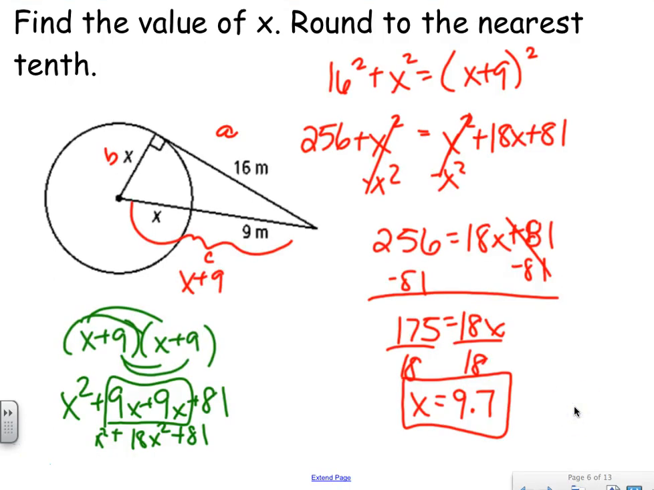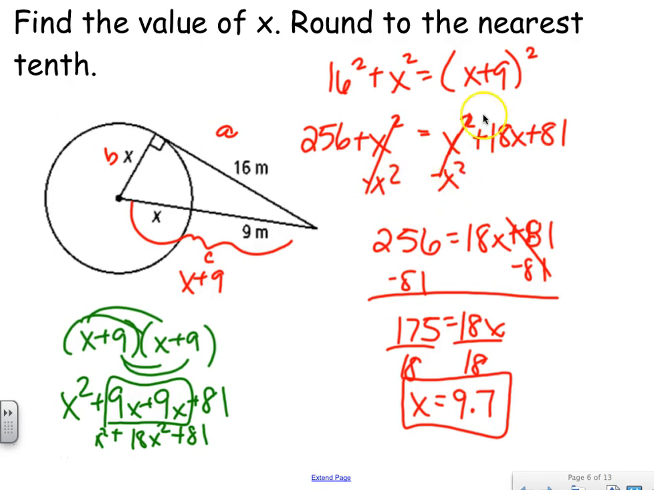So for this one, I had 16 squared plus x squared, again, order didn't matter, equals x plus 9 squared. Down here I multiplied by binomials, and I had x squared plus 9x plus 9x plus 81. So if you can figure out a shortcut, all you're doing is doubling whatever you multiply x times 9. So doubling that would be 18x, and that would be in the middle. And then 9 times 9 will get you this last number over there, if you can do that shortcut.